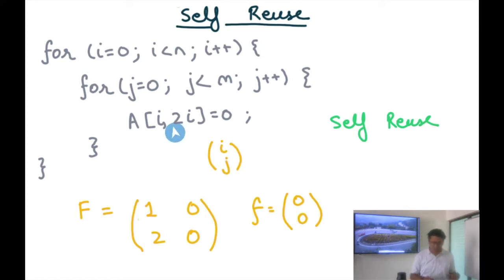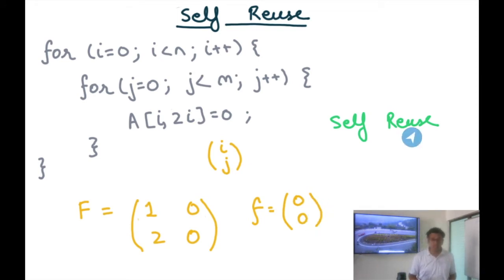Here's another example. Let's say it's a two-dimensional array access, A[i][2i] equals 0. Once again, my iteration space is represented using a two-dimensional vector i, j, and this is my coefficient matrix: 1 0, 2 0. In both dimensions of the array access, i and 2i, j is absent, so the coefficient of j in both dimensions is 0. The coefficient of i in the first dimension is 1, the coefficient of i in the second dimension is 2, and the constant term is 0.